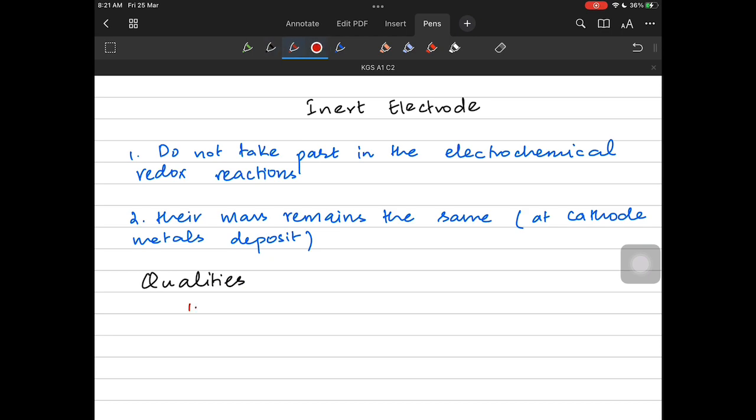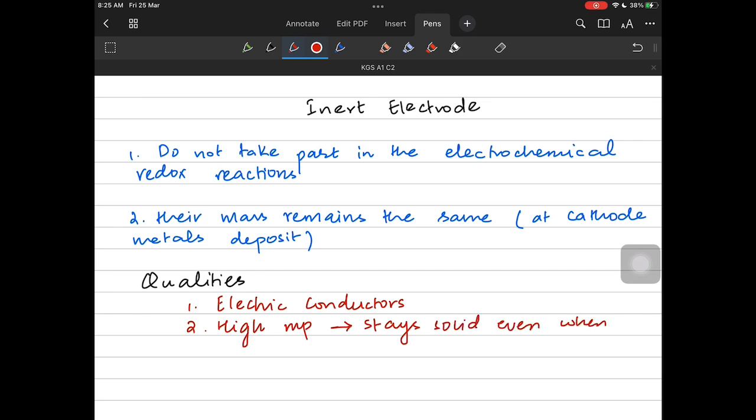Let's talk about the qualities of inert electrodes. Number one, they have to be conductors. You can't have insulator material as an electrode. Next thing, they should have a high melting and boiling point, because if you are having a molten electrolyte like molten sodium chloride or molten lead bromide, your electrode should stay solid, right? Otherwise it would melt. So it stays solid even if the electrolyte is molten and heated.